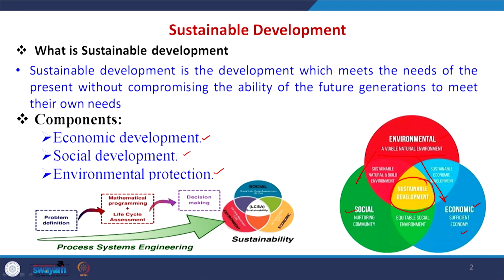Now, to reach sustainable development we have to go through various processes, and in particular in chemical engineering, in process system engineering we have some strategy through which we can achieve this. So, we have to identify the problem and define it, and then do some programming, life cycle assessment, etc., and based upon that we have to make the decision. So, in the industries we have to incorporate this process and then we can achieve sustainability.